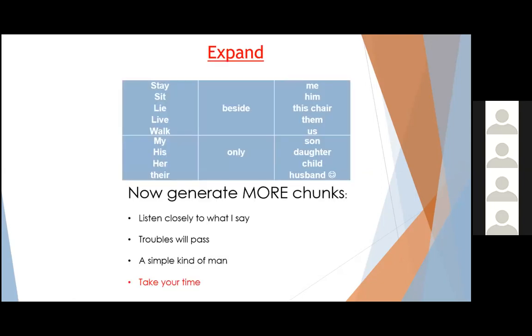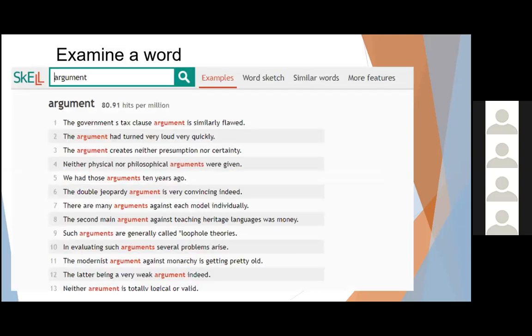And after that, we can examine the word. We can pick a word and we can go to some special websites, corpus linguistics websites, where you can examine the words. Namely, I've picked the word argument and I put it into Scale. This is one of the corpus linguistics websites. You will find all of them in my presentation, so a little bit later. So what you can do, you can find different examples of how this word is used in real language. So that's what people do in corpus linguistics.